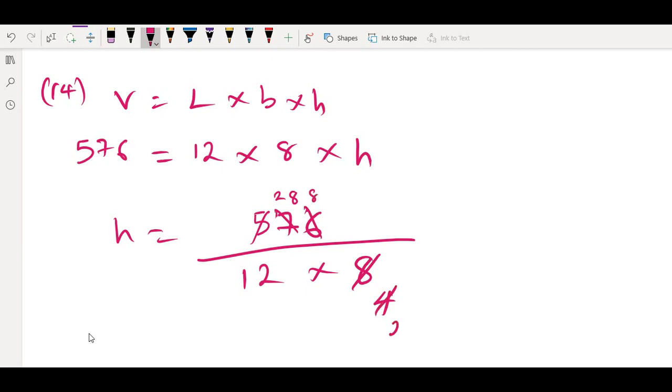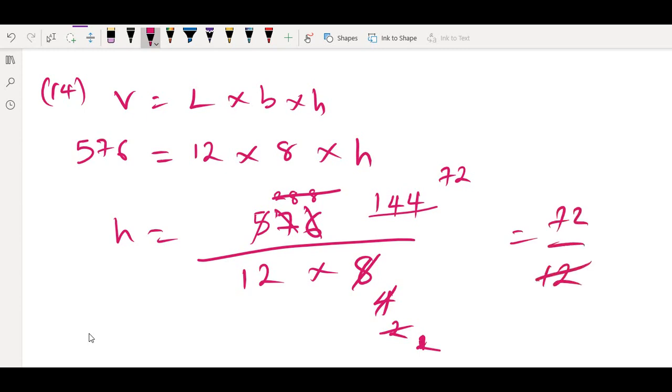Two again. Into 288. Again into 144. Into 72, right? Yes. So 72 over 12. 72 over 12 is 6. It's 6 meters, right? Is it meters or centimeters? Meters.